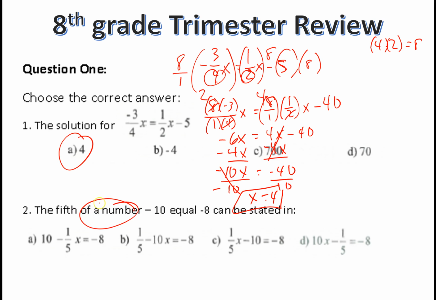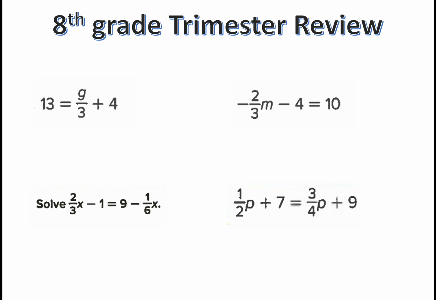All right, so 1/5 of a number minus 10. So I don't know what my number is. It's x. 1/5. Minus 10 is equal to negative 8. So this is negative 1/5, so that's wrong. 1/5 of a number, this is 1/5, it's not of a number, so that's wrong. 1/5 of a number minus 10 equals negative 8. That's my answer.